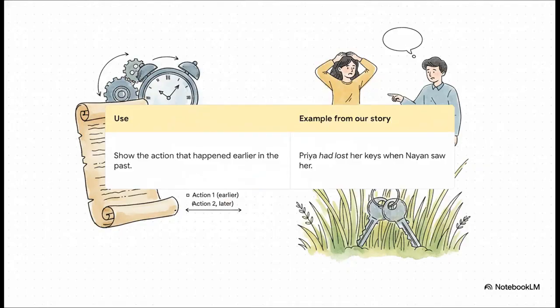The job of the past perfect is to show the action that happened earlier in the past. So in our story, the sentence, "Priya had lost her keys when Nayan saw her," uses this tense to perfectly organize the timeline for us. We know exactly which event came first.